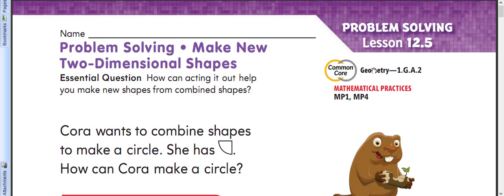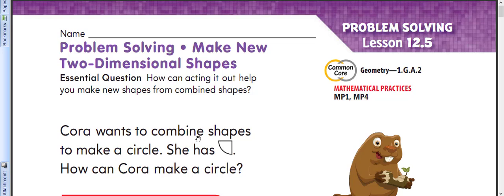Hello and good morning. Today we will take lesson 12.5, Problem Solving: Make New Two-Dimensional Shapes. In this lesson, we can combine shapes to make new shapes.